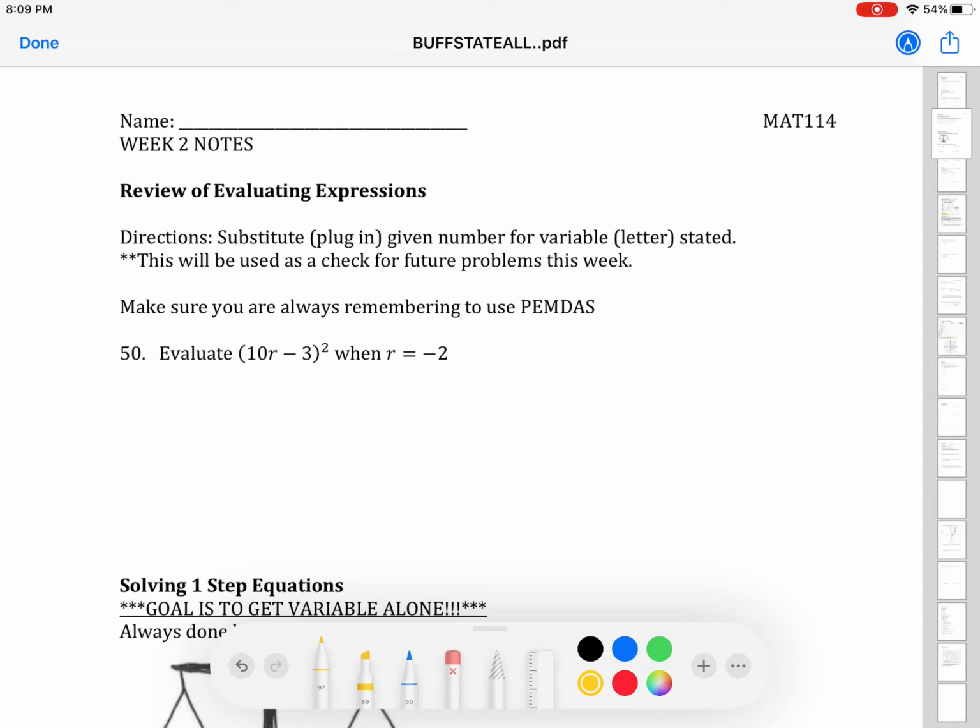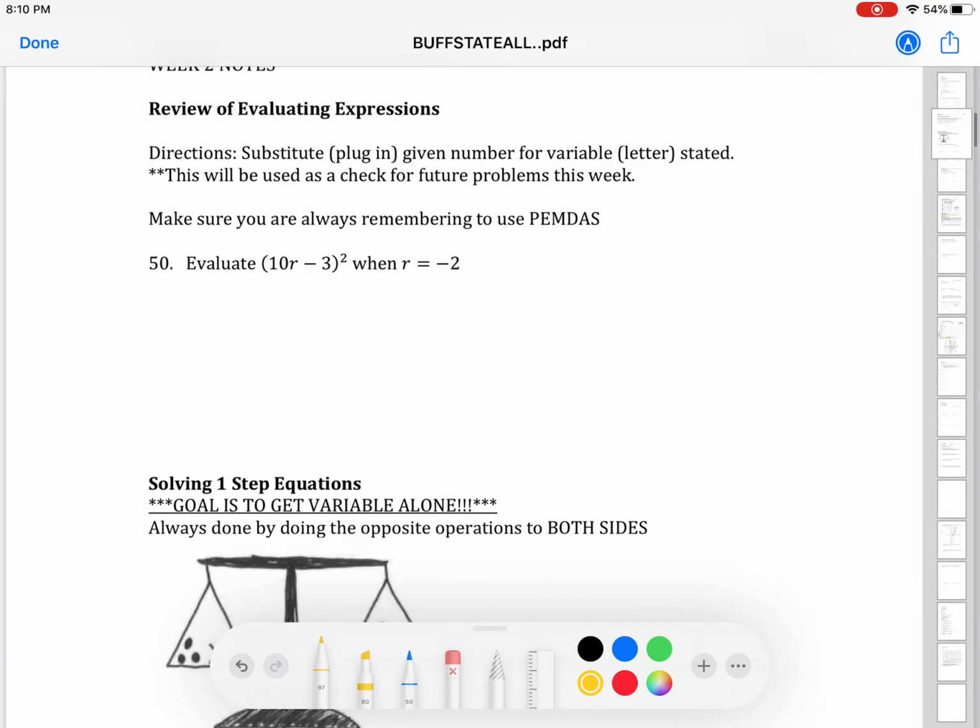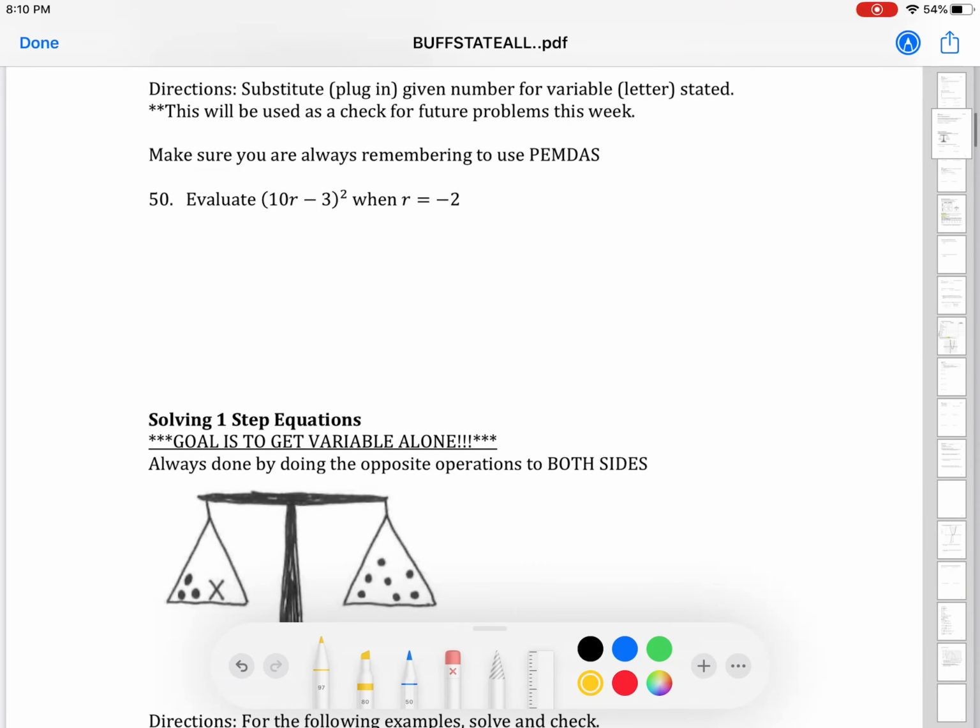So it says in the directions to substitute, or in other words, plug in the given number for the variable, or in other words, the letter stated. This will be used as a check for future problems throughout these weeks of notes. So you really want to know how to substitute in. Again, we're going to refer to it as a check later on, and you'll see what we mean when we get there. But you also have to make sure you are using PEMDAS.